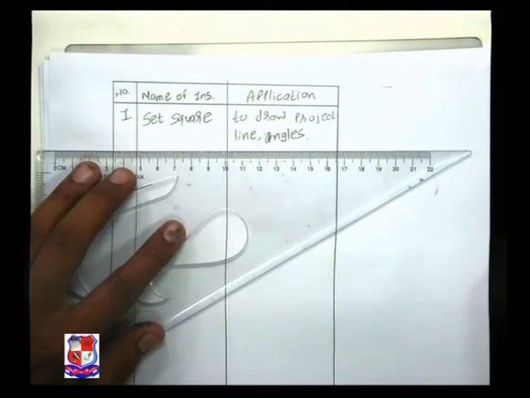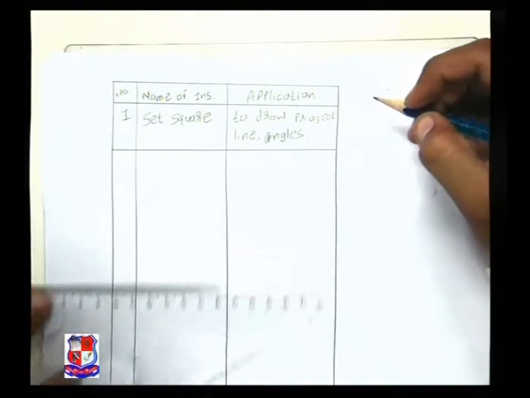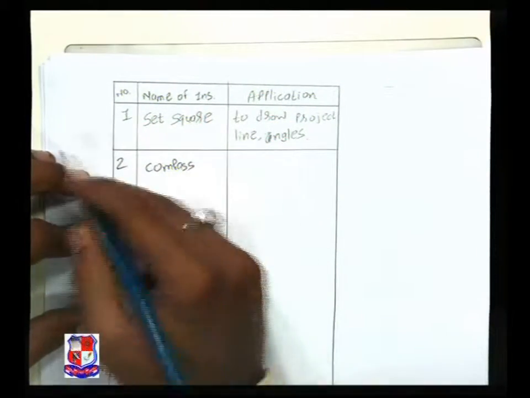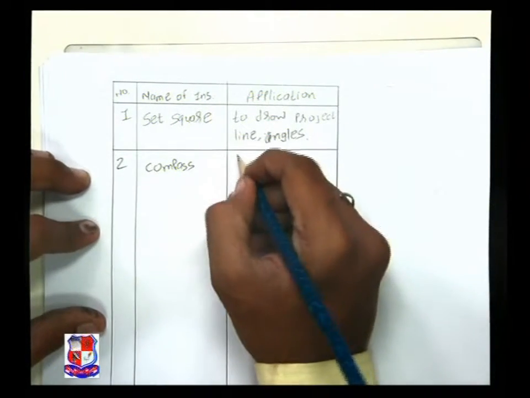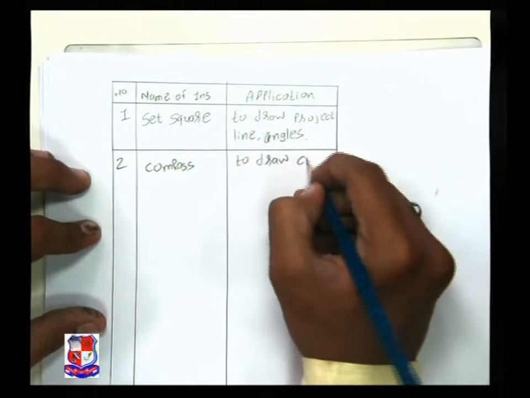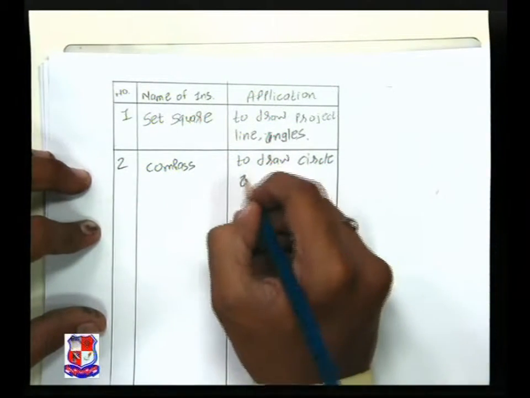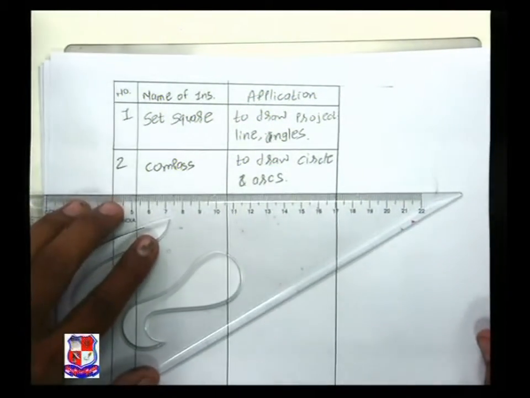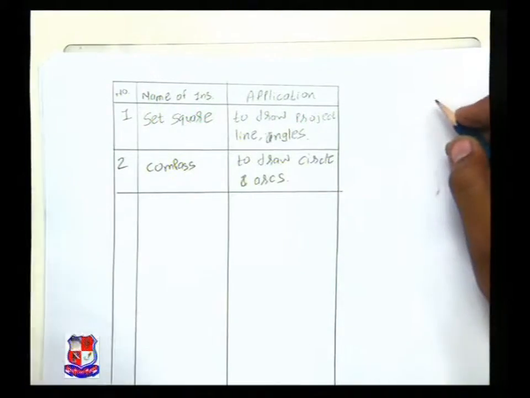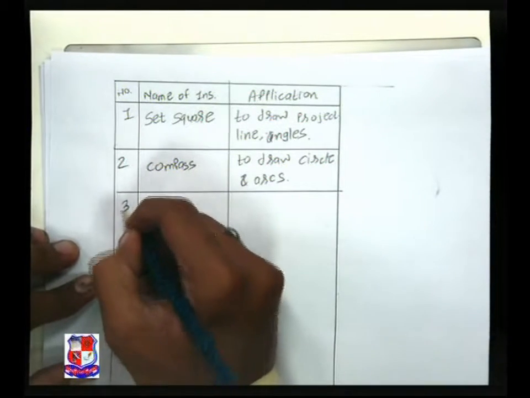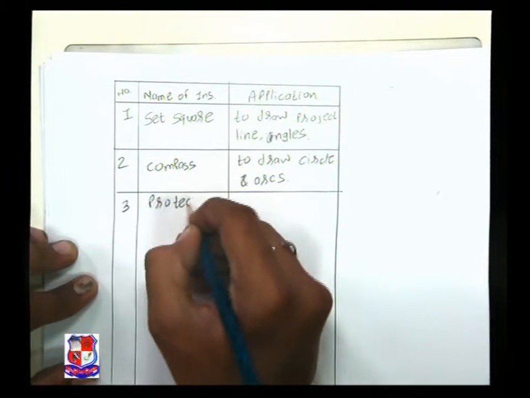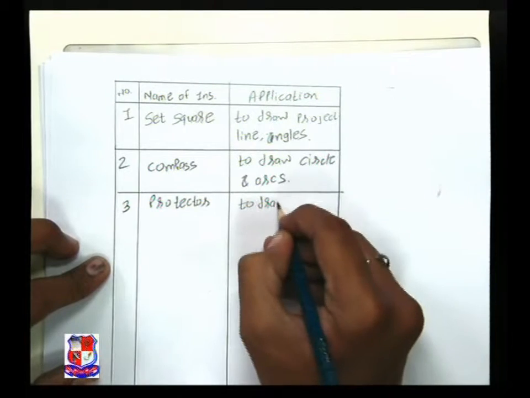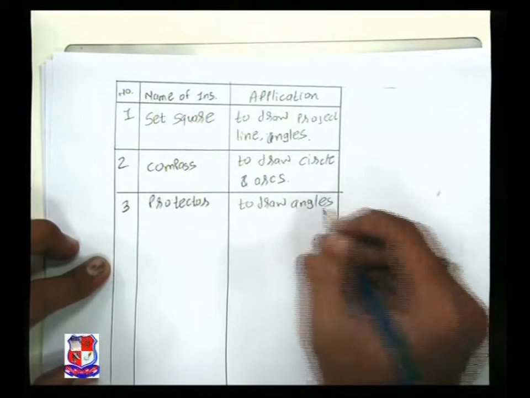The next is compass. You should do it in a proper line, to draw circles and arcs. Third one is protractor, to draw angles.